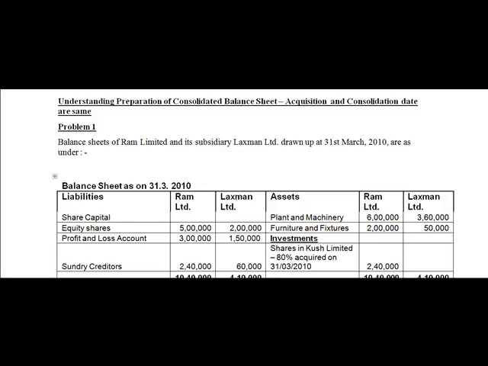तो चलिए अब हम अपना पहला क्वेश्चन देखते हैं. Understanding preparation of consolidated balance sheet. And this is the simplest of all the questions that you can get because यहाँ पे आपकी जो acquisition और consolidation date है वो same है. So what is happening here is that my acquisition and consolidation date, these two dates are same. So let us read through the question.